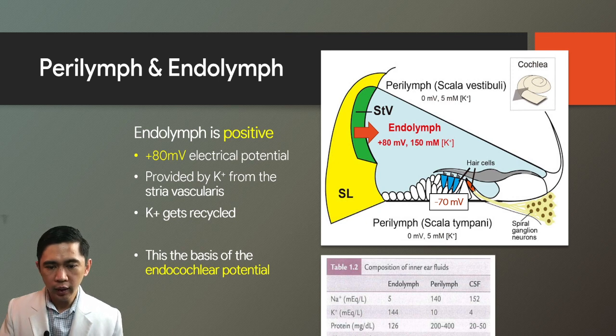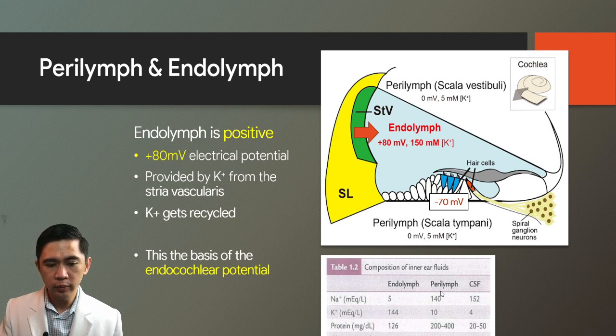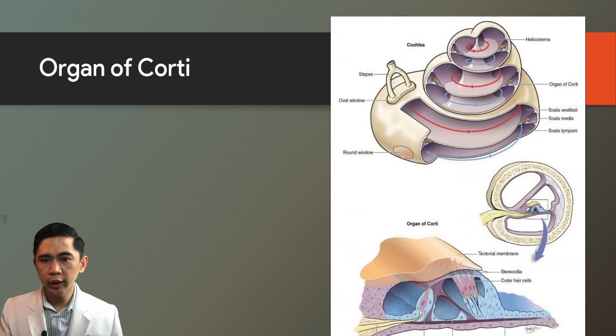Take a look at the composition of ear fluids in the endolymph and the perilymph. The endolymph has a higher potassium than the perilymph, but the perilymph has a higher sodium compared to the endolymph. My mnemonic for this is "peri, hay, na, ko."